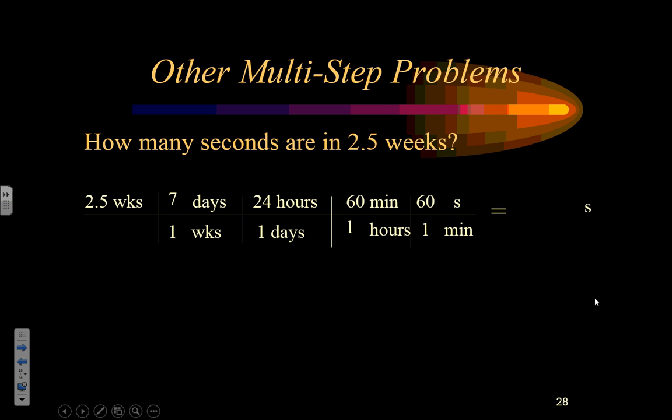And at this point, every unit cancels but seconds. All of my conversion factors are valid equalities, so this has to be the setup to the problem. 2.5 times 7 times 24 times 60 times 60. That should give me how many seconds. Now, before we move on, brief word about final answers here. Lengths of time are not counting things. So when I say 2.5 weeks, that has to be a measured quantity, and that has limited significance as a measured quantity. 2.5 weeks would have 2 sig figs.